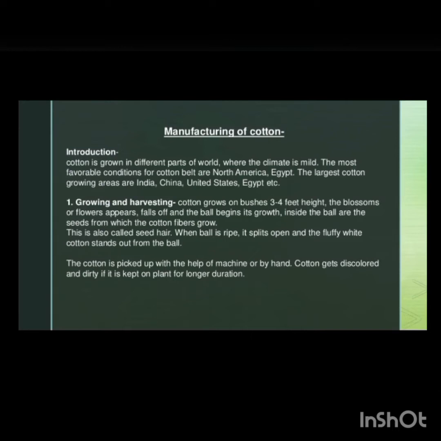When the boll is ripe, it splits open, and the fluffy white cotton stands out from the boll. The boll bursts. The cotton is picked with the help of a machine or by hand. Cotton gets discolored or dirty due to environmental conditions when it is exposed to the surroundings for long. This picking comes under our process.